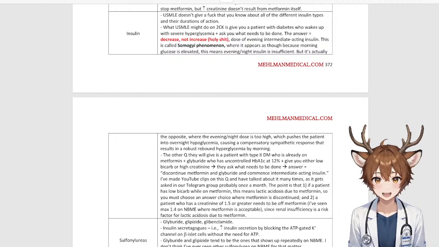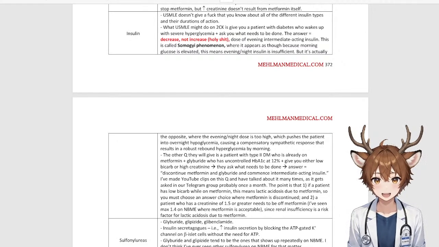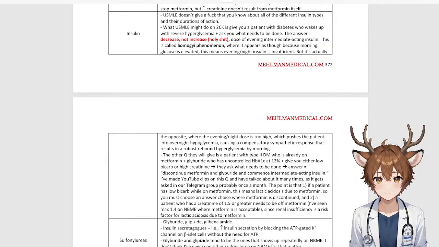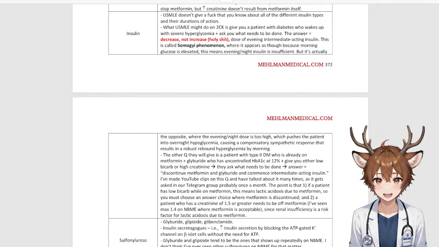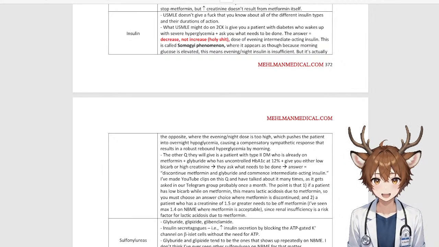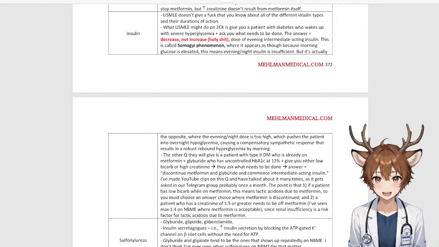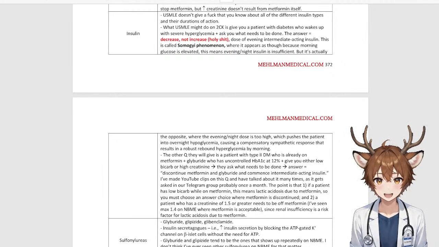The other question they will give is a patient with type 2 diabetes mellitus who is already on metformin plus glyburide, who has uncontrolled A1C at 12% and gives you either low bicarb or high creatinine. They ask you what needs to be done, and the answer should be discontinue metformin and glyburide and commence intermediate acting insulin. I've made YouTube clips on this question and I have talked about this many times as it gets asked in our Telegram group.